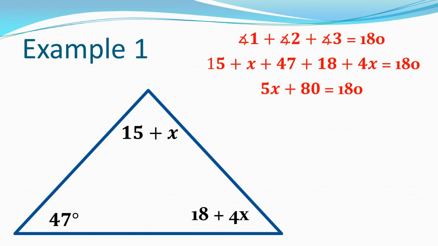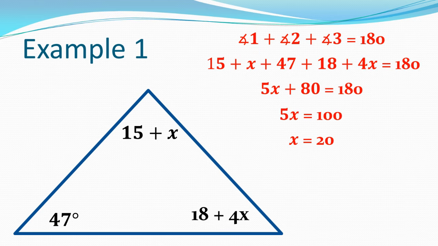I'm multiplying by 5 and then adding 80. That's what's happening to my variable. So to undo that, I just go backwards. I'm going to subtract 80 from both sides, and then I'm going to divide by 5. x equals 20. Some questions, that's all they're asking for.